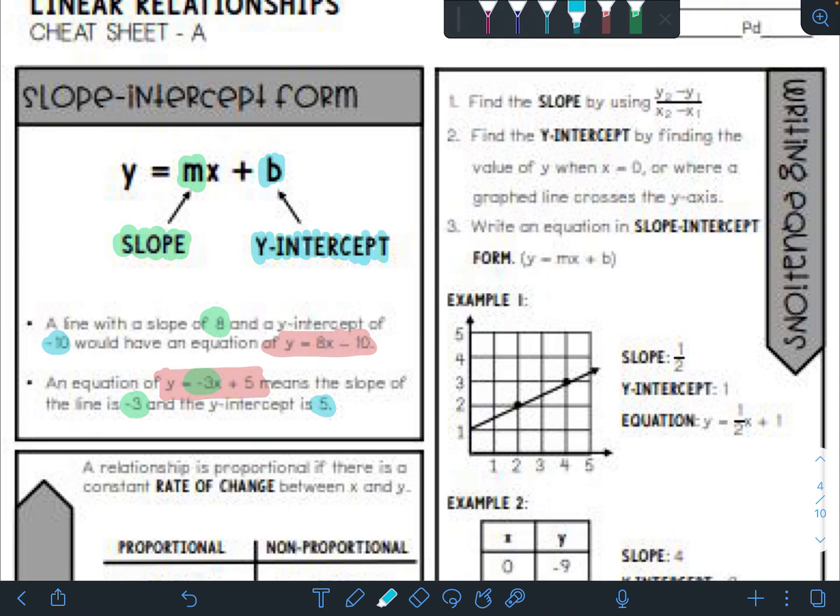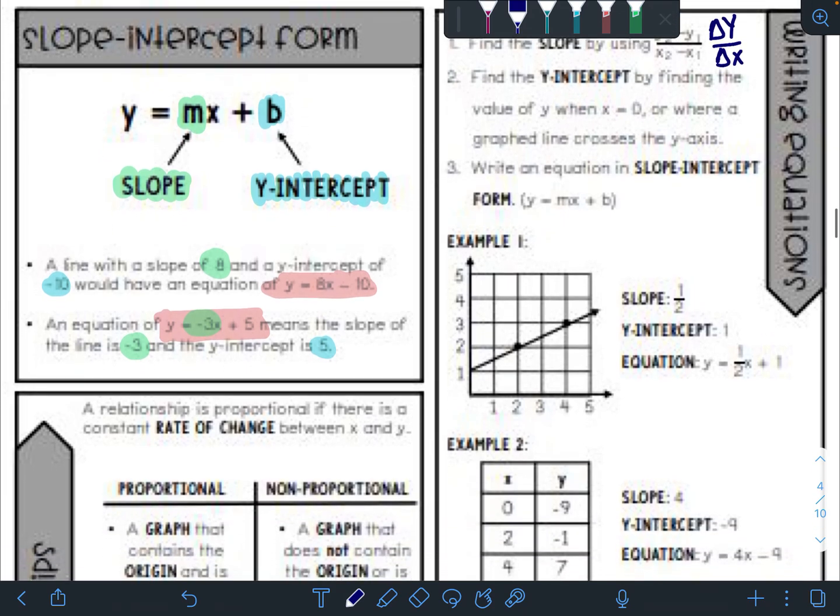Now, over here to the right, whenever it is talking about writing equations, to find your slope, you can do y2 minus y1 if you understand that equation. If not, basically what this is is my change in y over my change in x. That's all it really is. It's your rise over run. And your y-intercept is when x is equal to 0 or where your graphed line crosses the y-axis.